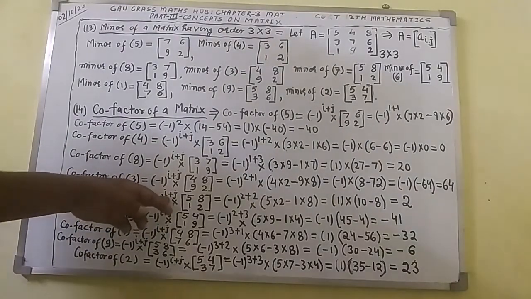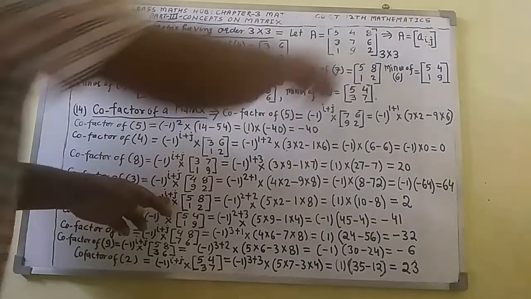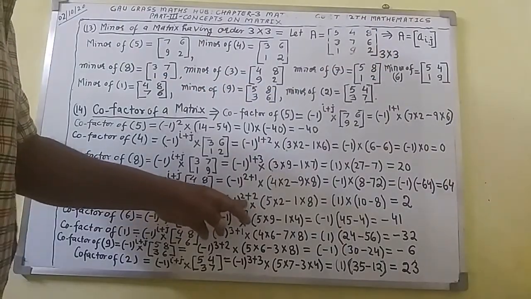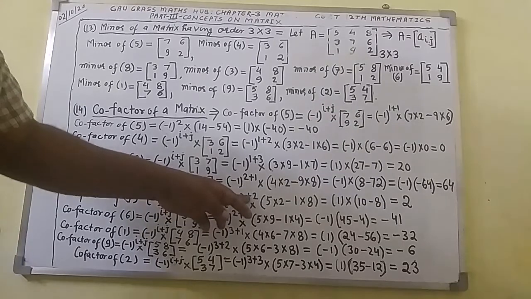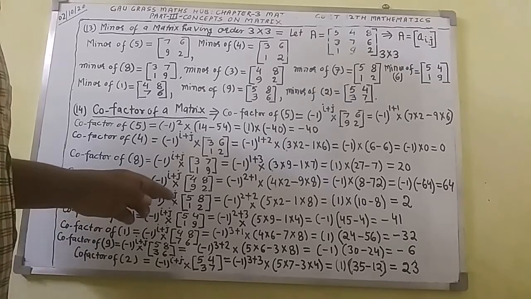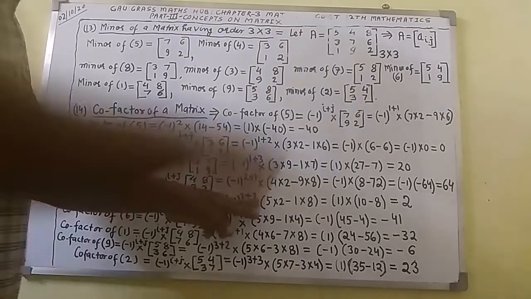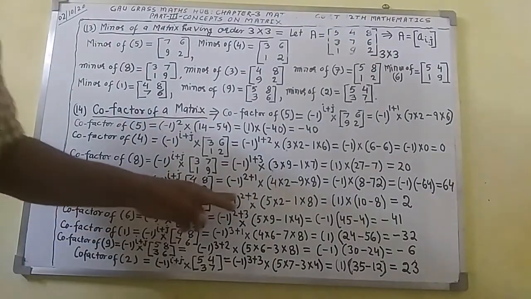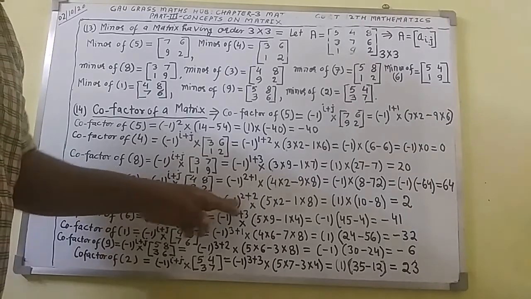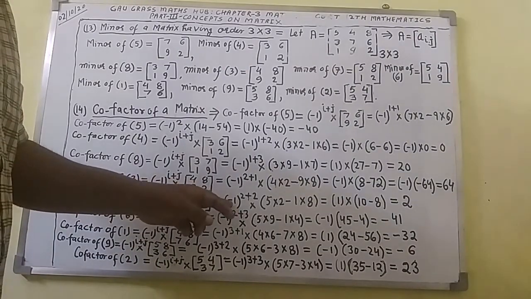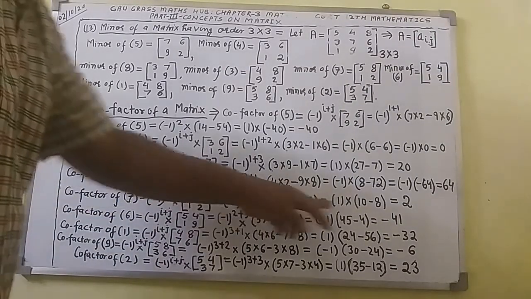So you have to see in which row element 7 is. Here you can see element 7 is in the second row. So for the second row, I shall write 2 plus j. For j, element 7 is in the second column. For the second column, I shall write 2. 2 plus 2 will be added together, and we get minus 1 raised to power 4. Minus 1 raised to power 4 comes out to 1.